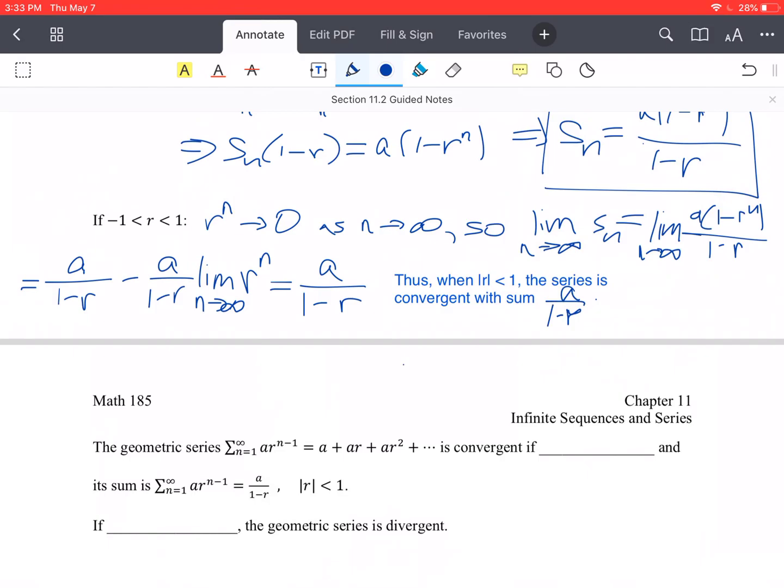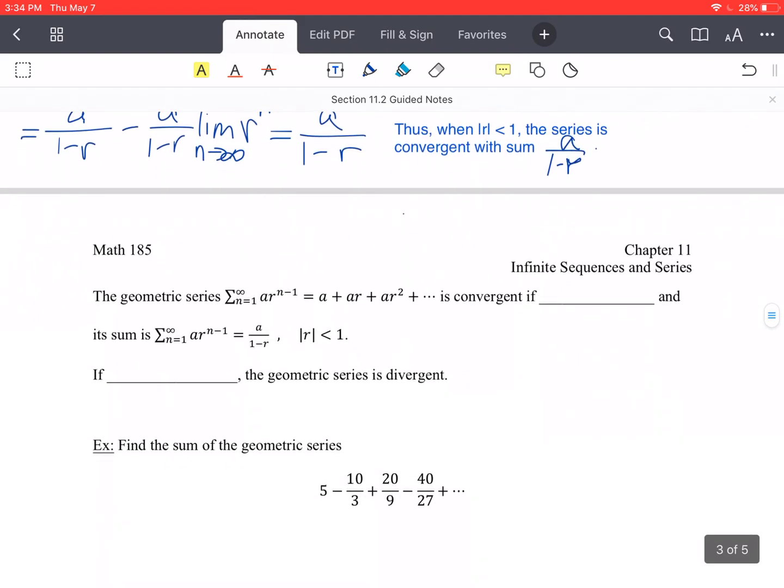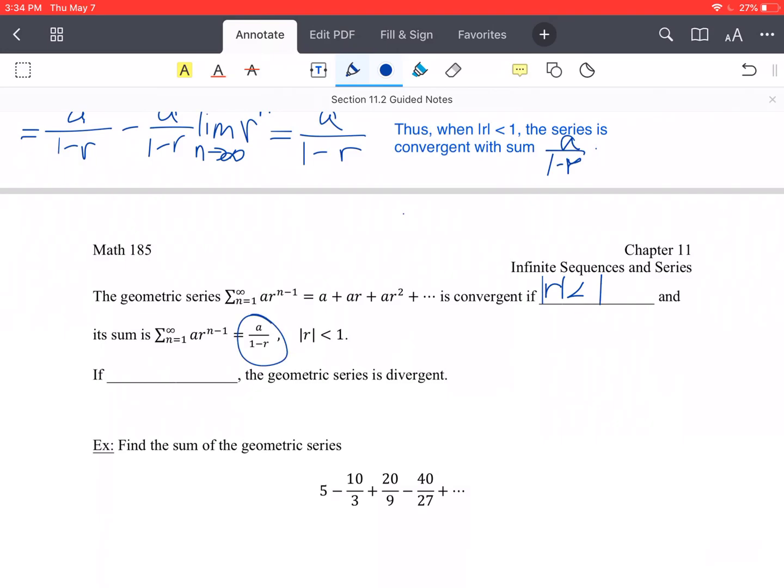Okay, so this can be summarized at the top of the next page here. So the geometric series from n = 1 to infinity of a times r^(n-1) is convergent if the absolute value of r is less than 1, and in that case its sum is a over 1 minus r. Okay, and if the absolute value of r is greater than or equal to 1, the geometric series is divergent.